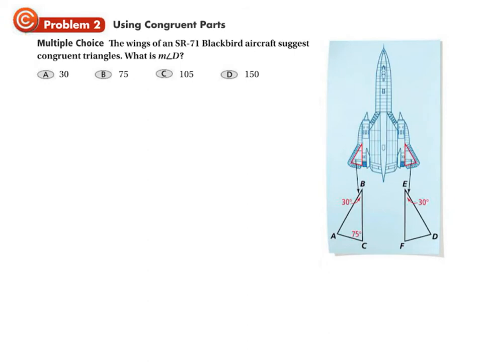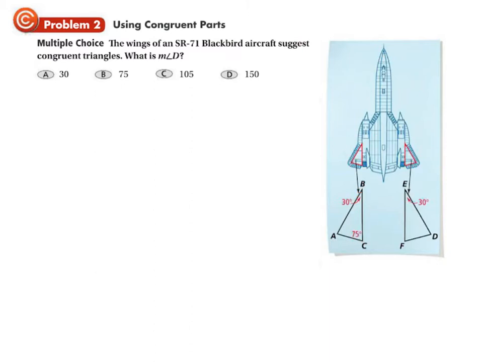Great. So here are the wings of an SR-71 Blackbird aircraft. This is the diagram of it. Okay, the wings suggest congruent triangles right here. Suggest it. Now, the reason that it suggests it is you're not really supposed to be able to go on the illustration, but obviously for something as high tech as this, they're not going to have it be asymmetrical. It's going to be perfectly balanced so that when it's in flight, it's not unbalanced. So this is 30, this is 30, this is 75.